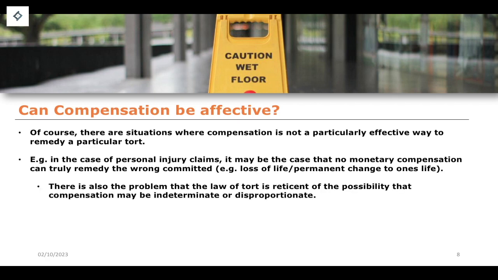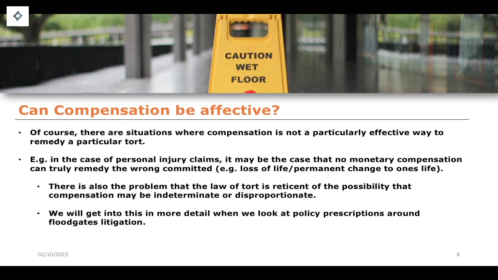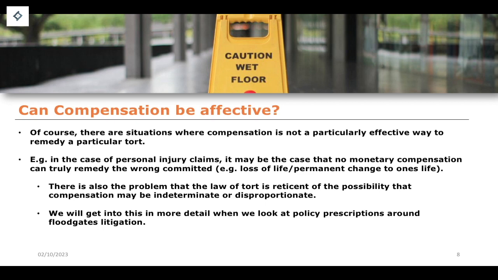There's also the problem that the law of tort is reticent of the possibility that compensation may be indeterminate or even disproportionate. So there's a problem of allowing for compensation, but also having a fixed number for compensation, and ensuring that the compensation isn't too much compared to the damage caused by the particular tort. We'll get into this when we look at the policy prescriptions around the idea of floodgates litigation at the end of this series of lessons.